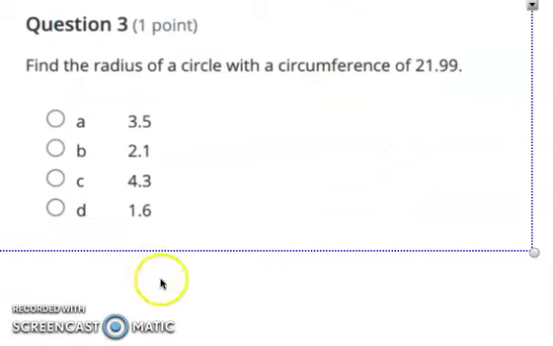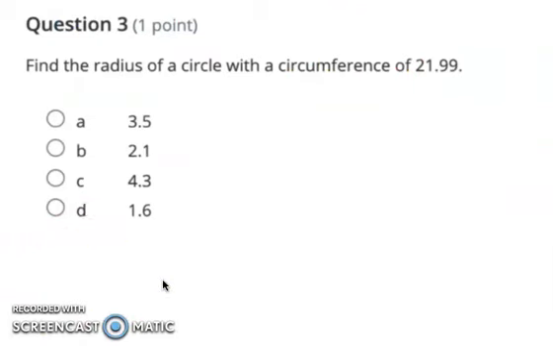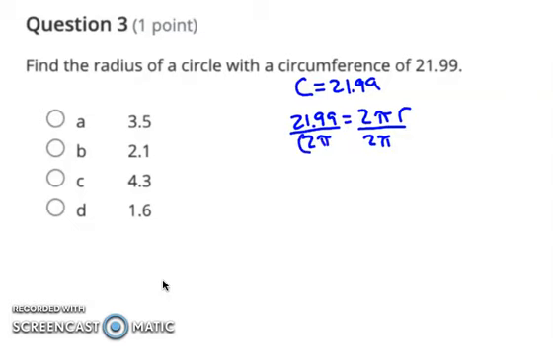Next, number 3, find the radius of a circle with a circumference of 21.99. If I know that the circumference is 21.99, I know that 21.99 is equal to 2 pi r, so I could divide both sides by 2 pi. When you do that with your calculator, be careful. Maybe put the 2 pi in parentheses so that you don't end up with something bigger than what you started with. That gives me 3.5 for radius.